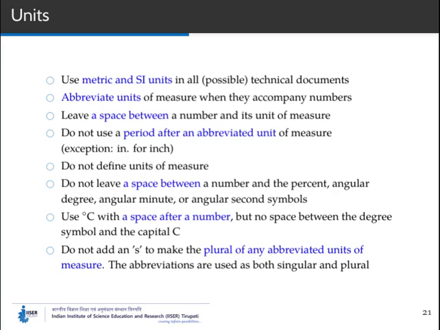In the case of units, use metric and SI units in all possible technical documents. Abbreviate units of measure when they accompany numbers. Leave a space between a number and its unit of measure. Do not use a period after an abbreviated unit of measure. The exception is in the case of inches, where you should put a period after IN. Do not define units of measure. Do not leave a space between a number and the percent, angular degree, angular minute, or angular second symbols. Use degree Celsius with a space after the number, but no space between the degree symbol and capital C. Do not add an S to make the plural of any abbreviated unit of measure. The abbreviations are used as both singular and plural.